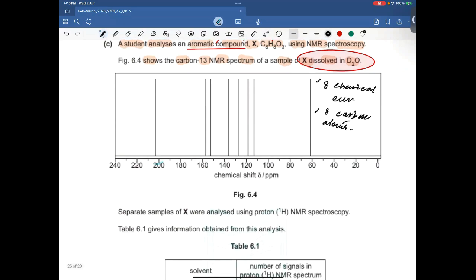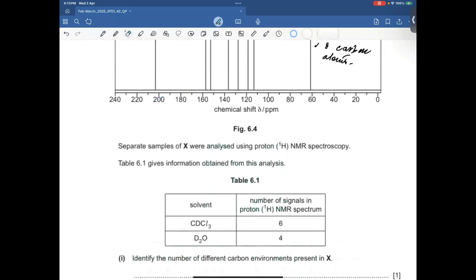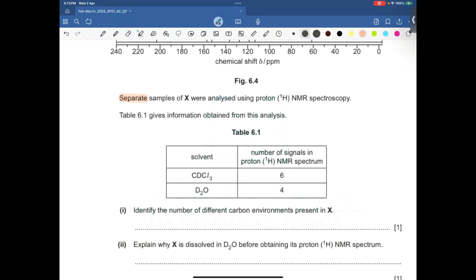Next, separate samples of X were analyzed using proton NMR spectroscopy. Table 6.1 gives information obtained from this analysis. When using CDCl3 as a solvent, the total number of peaks is 6. So before adding D2O, we have 6 chemical environments for proton, while for carbon we have 8. After the addition of D2O, the number of peaks will remain 4. 4 peaks are remaining, which means four chemical environments.